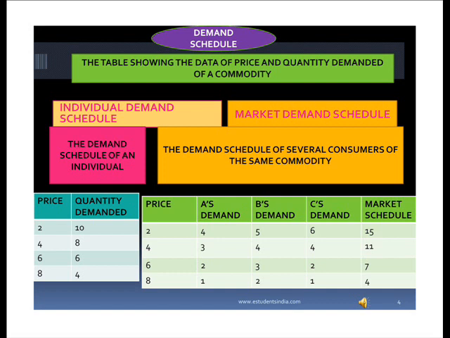We can add up the various quantities demanded by the number of consumers in the market. If there are a lot of consumers, not just 3 consumers, we can add up the various quantities demanded by all these consumers in the market and we get a market schedule.